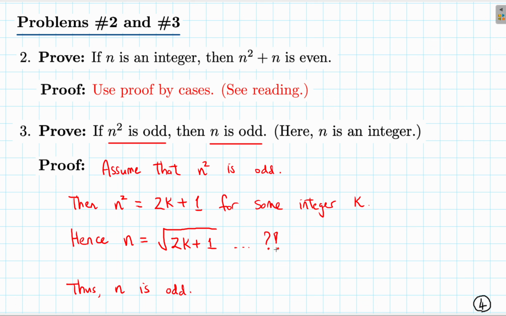Yikes. So this is a bit of a problem. Square roots are a little bit more challenging to deal with. We don't even know if the square root of 2k plus 1 is an integer or not, let alone being odd. And so we're in a bit of a conundrum. And so for this particular proof, we need an alternate approach. And that's what we're going to discuss in the next slide.